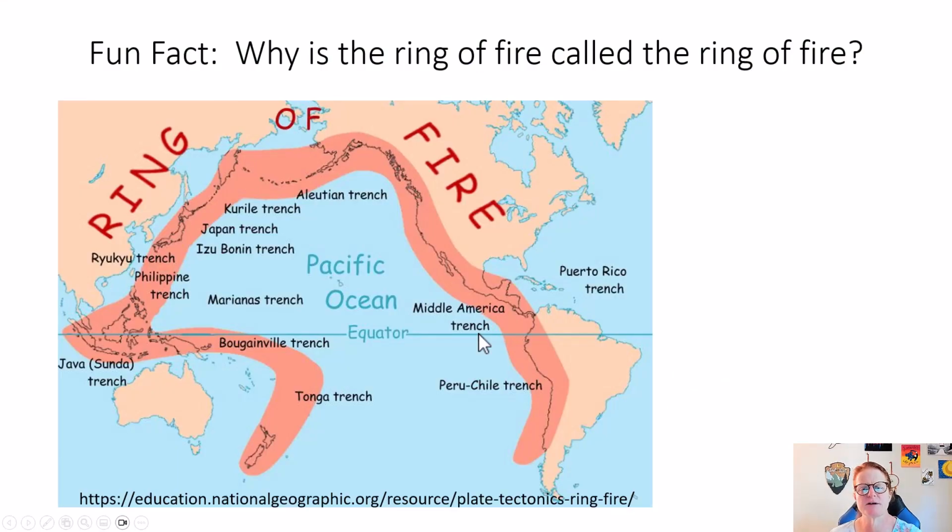Our fun fact for the day is, why is the ring of fire called the ring of fire? And the ring of fire refers to this area in darker red that goes around the Pacific Ocean.